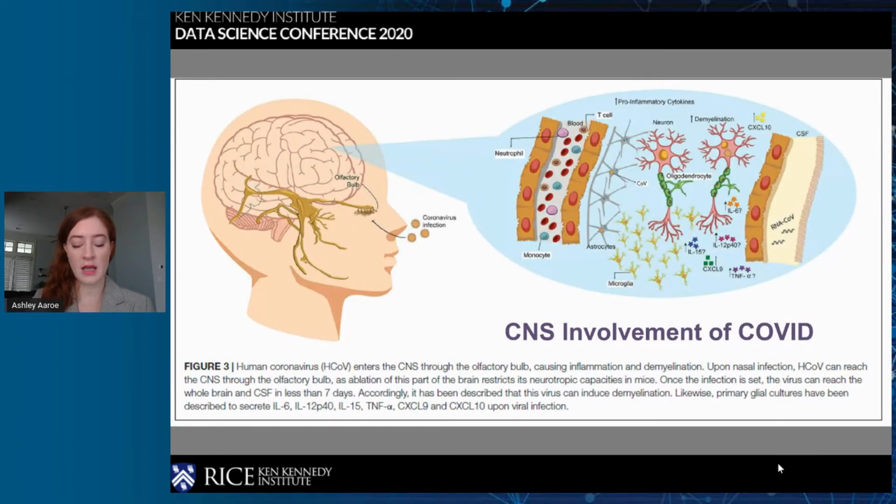We know that endemic coronaviruses, which are greatly structurally related to the SARS-CoV-2 coronavirus, are neuroinvasive and invade the central nervous system, most often through the olfactory bulb. And so at the onset of the pandemic, it was a question whether or not this was going to be the case for this particular coronavirus.